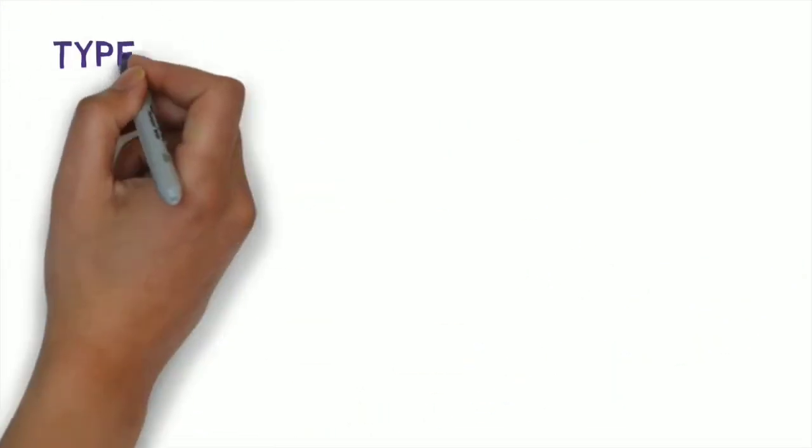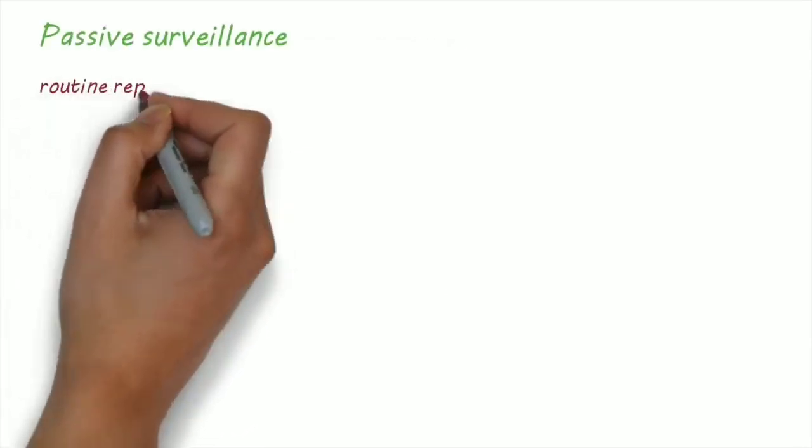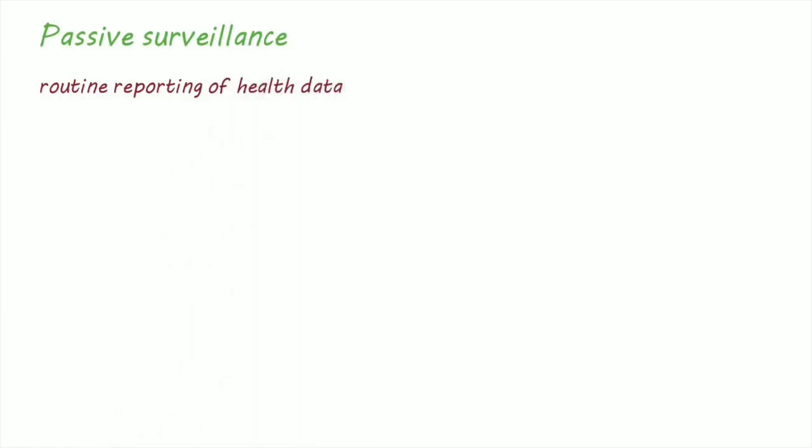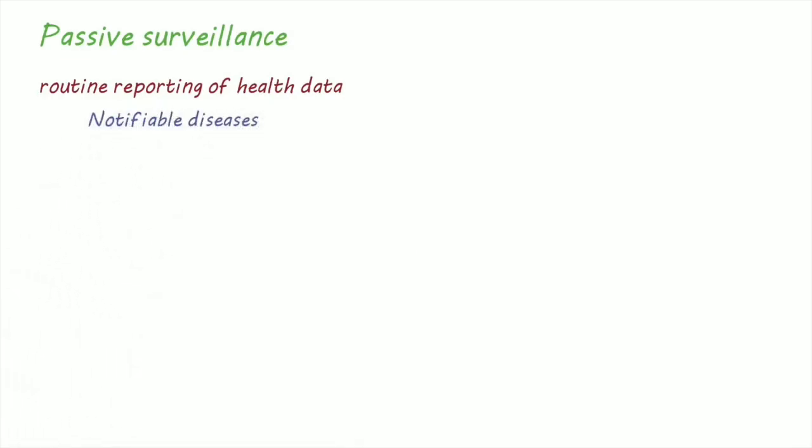So now, let's have a look at a few different types of surveillance. Passive surveillance describes the routine reporting of health data. Let's have a look at some examples. In most countries, there are a number of diseases or conditions that are required to be notified by law. Surveillance of these notifiable diseases rely mostly on a passive system.